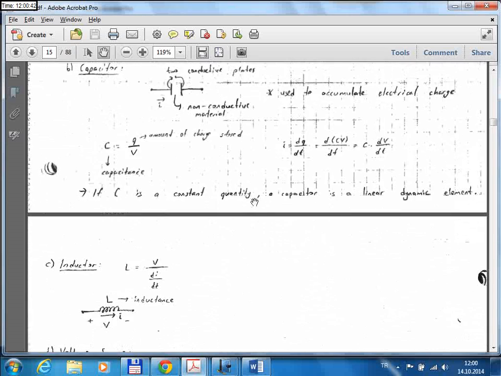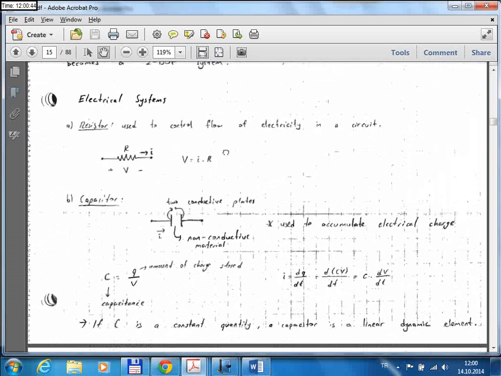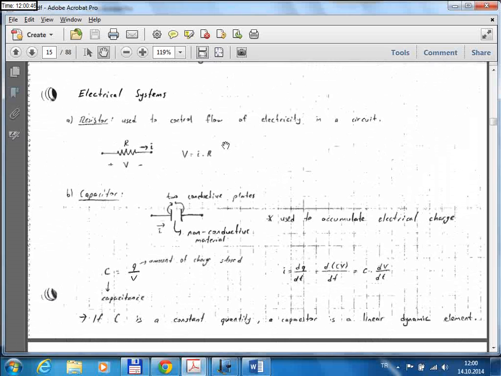So anyway, let's come to these electrical systems. Very much like the mechanical systems, to model electrical systems, we use a certain number of elements, and these elements are the following. The first element is a resistor. It's used to control the flow of electricity in a circuit. This is the symbol we use to represent a resistor. It's pretty much the same symbol as the spring.